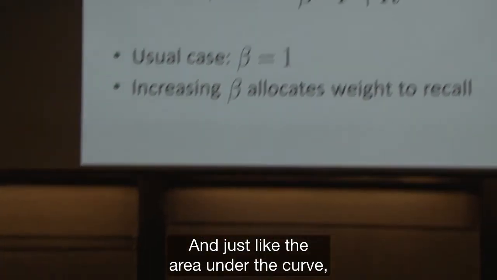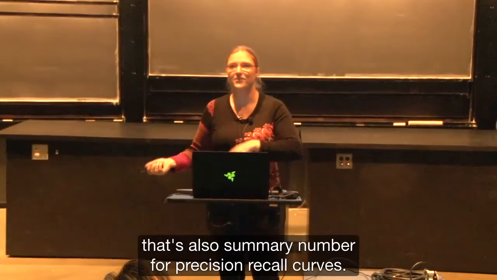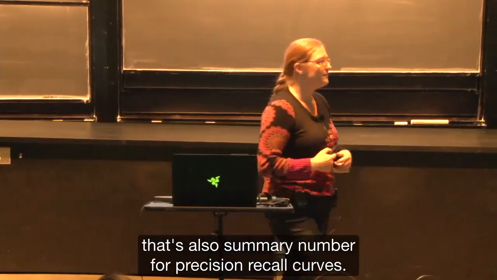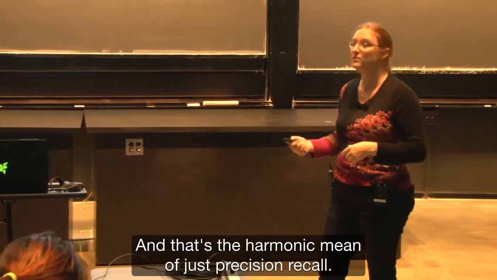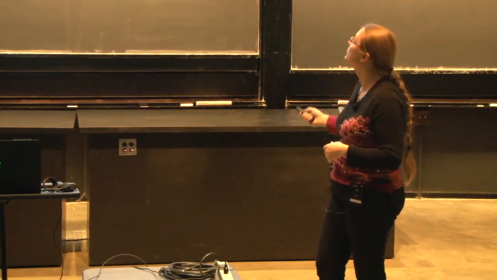And just like the area under the curve, there's also a summary number for precision recall curves, and that's the harmonic mean of precision and recall, so that's your F measure.